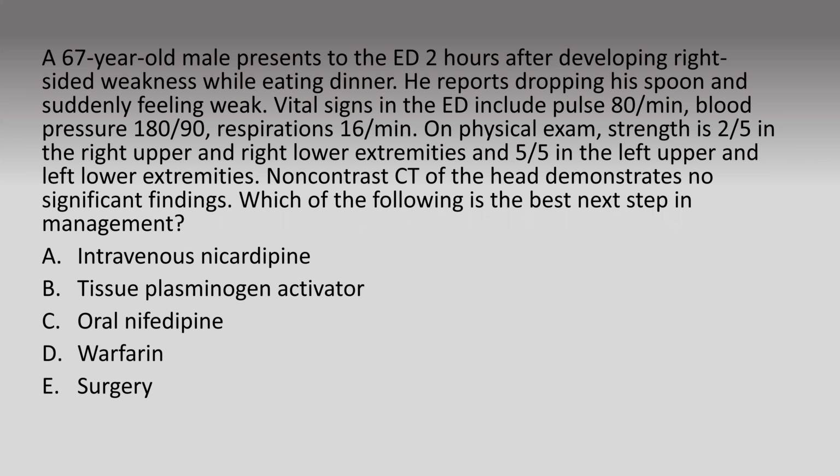So first question, a 67-year-old male presents to the emergency department 2 hours after developing right-sided weakness while eating dinner. He reports dropping a spoon and suddenly feeling weak. Vitals include a pulse of 80, blood pressure of 180 over 90, respirations of 16. Physical exam shows strength of 2 out of 5 in the right upper and lower extremities and 5 out of 5 in the left upper and lower extremities. Non-contrast head CT demonstrates no significant findings. So which of the following is the best next step in management?